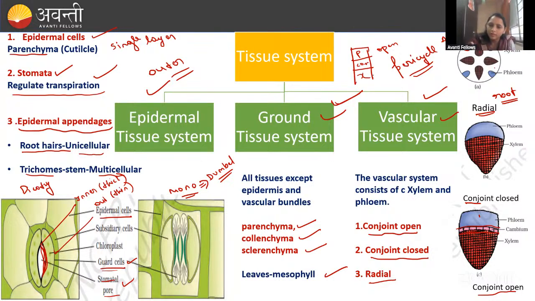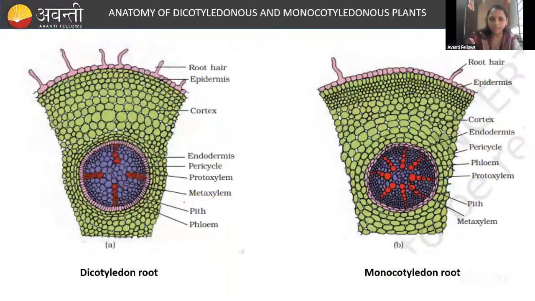They are open for secondary growth, which means there is a presence of cambium. That's why this conjoint open is present in the dicotyledon. The cambium is present between the xylem and phloem. Whereas in the conjoint closed, they are not undergoing secondary growth, so that's why we call it closed. Between the phloem and xylem there is no cambium. That is called conjoint closed. Okay, fine. This is about the tissue system, guys.